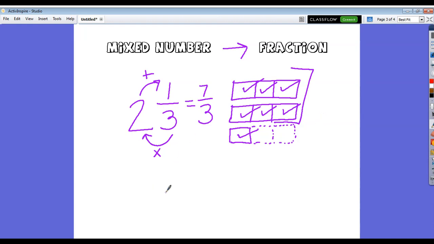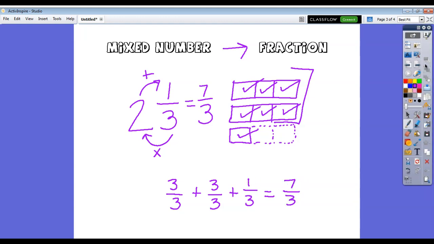Okay. Lastly, what I could do is list out all of my pieces and add them up. So if I want 2 wholes, and I'm talking about thirds, well, I know that 1 whole is equal to 3/3. So I know that another 1 whole is equal to another 3/3. So here's 1 whole, here is 2 wholes, and then I also have that 1/3 left over. So when I add these up, I get 3 plus 3 is 6, plus 1 is 7/3. So there's 3 strategies for changing a mixed number into a fraction.